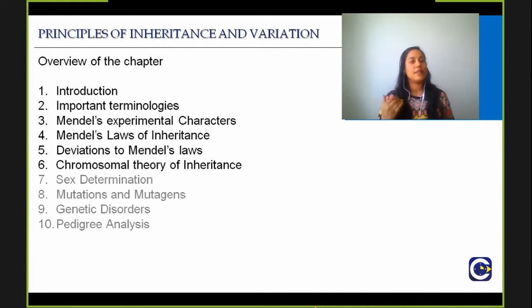Overview of the chapter, we have seen it multiple times, right? We have discussed the introduction, important terminologies, the 7 experimental characters that you have written down on a sheet of paper next to you, along with the names of the scientists. Then we saw the 3 Mendelian laws: dominance, segregation, independent assortment, deviations to Mendel's law, linkage, codominance, pleiotropy, incomplete dominance, and the chromosomal theory of inheritance by Sutton and Boveri, that genes are present on chromosomes.